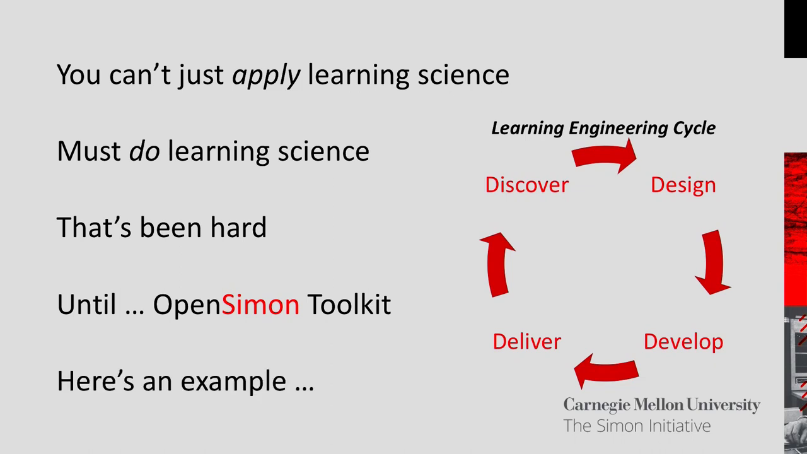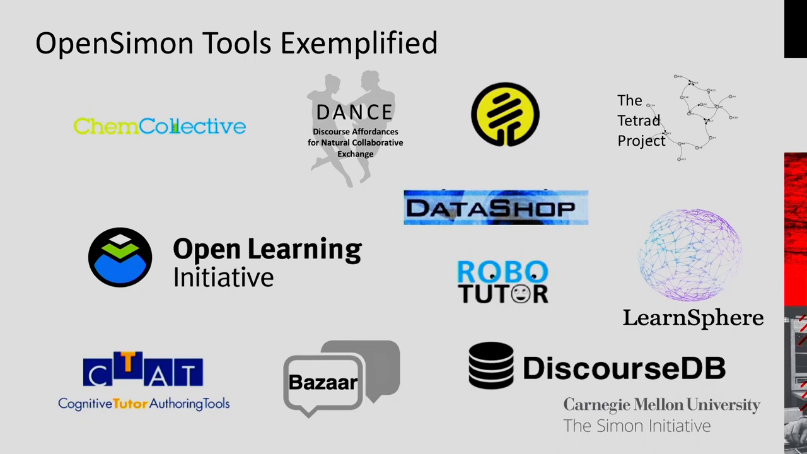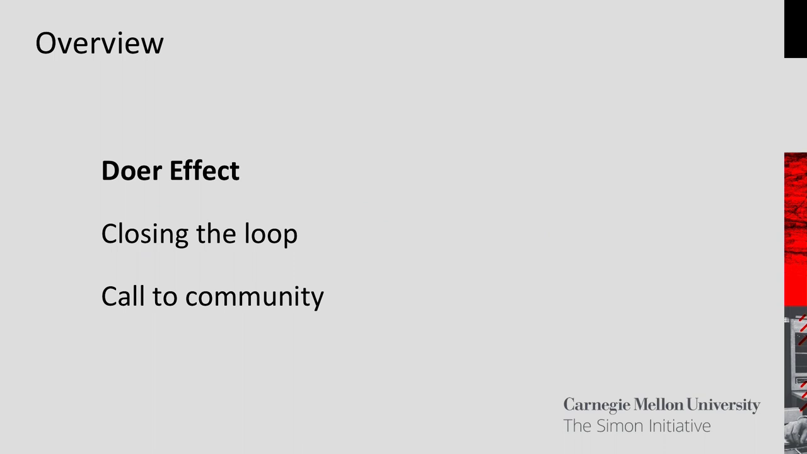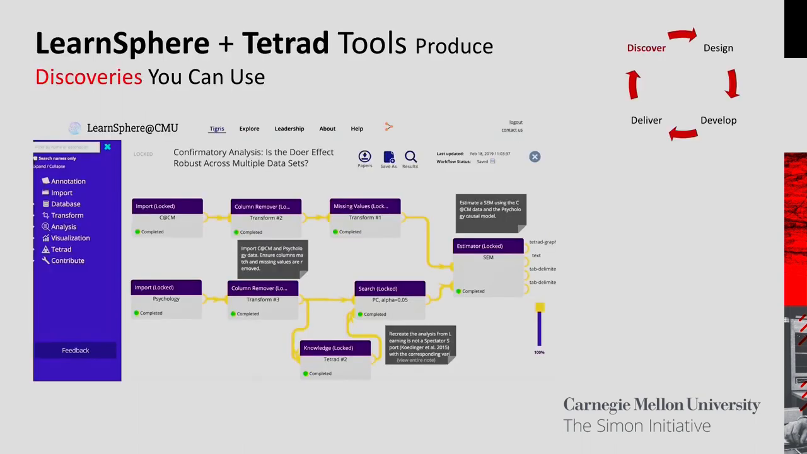And I want to give an example of that. So we've got a lot of tools. If you go to the website, you'll see the laundry list of tools. We should probably organize them by how they hit those different elements in the loop, by the way. I'm going to highlight these in particular, so both analytic tools on the right and design and development and delivery tools with OLI. And I'm going to do that in the context of what we've referred to as the doer effect.